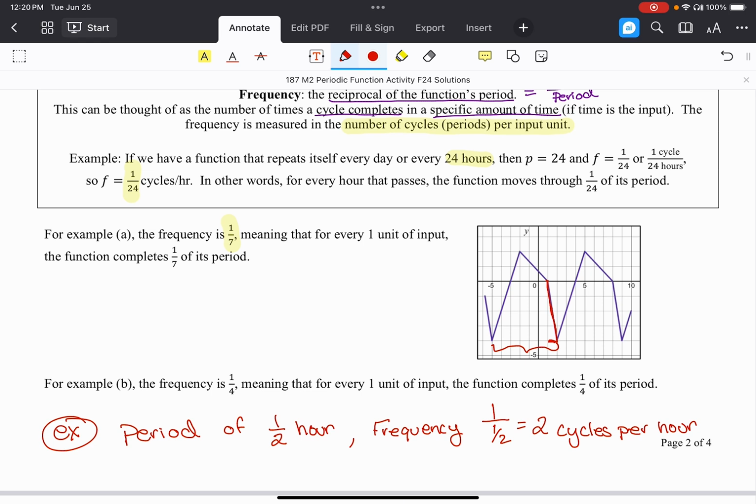Hopefully this gives you a sense of the 3 key features in addition to period that we're going to be looking at within our periodic functions. The next page goes into some examples. Try them on your own, and then click back and watch my video solutions walk through how I reach the answers with them.